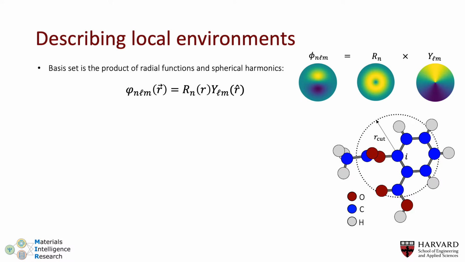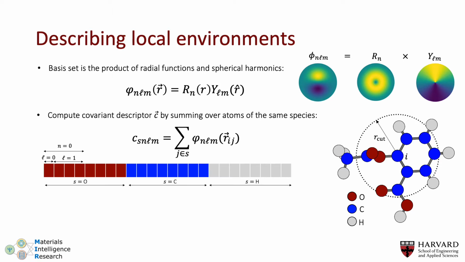The first step for us in describing the local environment is to choose a basis set, which we choose to be the product of a set of radial basis functions, Rn, and spherical harmonics, Ylm. You can see in the top right that the radial basis functions only depend on the distance from the center of the local environment, whereas the spherical harmonics give you angular dependence.